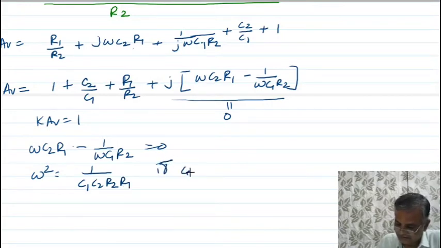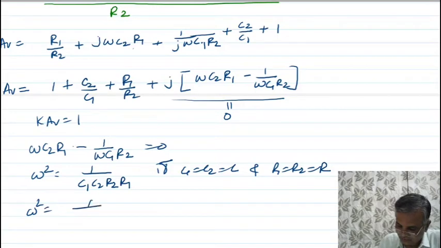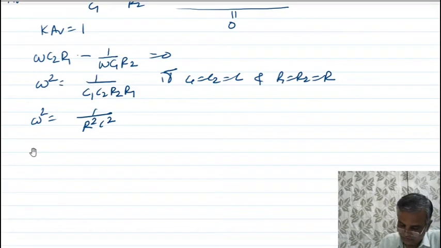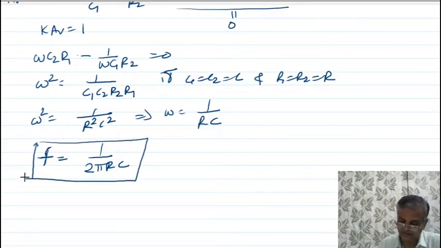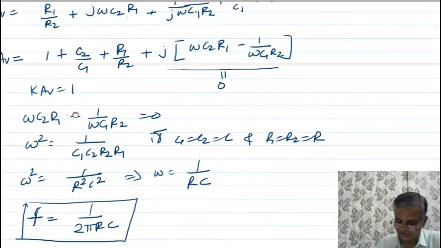If I am taking C1 is equal to C2 is equal to C and R1 is equal to R2 is equal to R, then this equation is omega square is 1 upon R square C square, and easily you can find the frequency of oscillation. Omega is nothing but 1 upon RC. So I can write frequency is nothing but 1 upon 2 pi RC. This is your frequency of oscillation for a Wien bridge oscillator. Remember this equation.